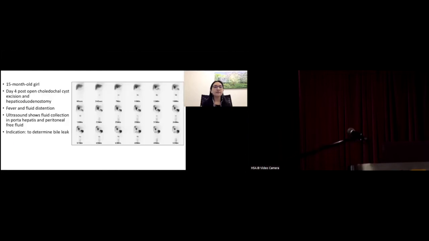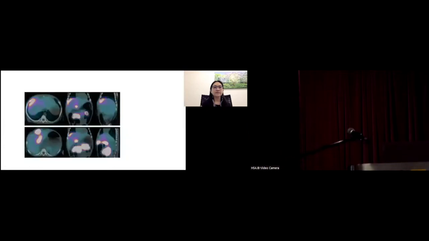So this is a 15-month-old girl, day 4 post open choledochal cyst excision and hepatico-duodenostomy. She has fever and abdominal distension. Ultrasound shows fluid collection in the porta hepatis and peritoneal free fluid. Here you can see that the bile is excreting into the GIT, but also tracking into the right subdiaphragmatic region. SPECT-CT clearly localizes the leak to the right subdiaphragmatic region and porta hepatis at the site of surgical anastomosis.